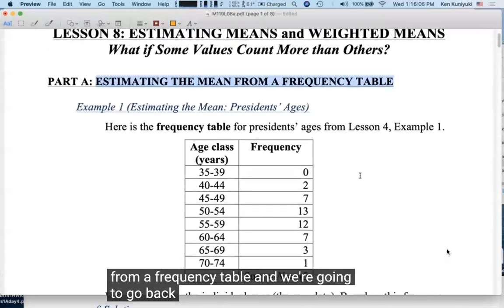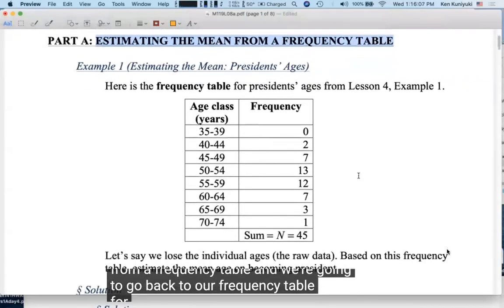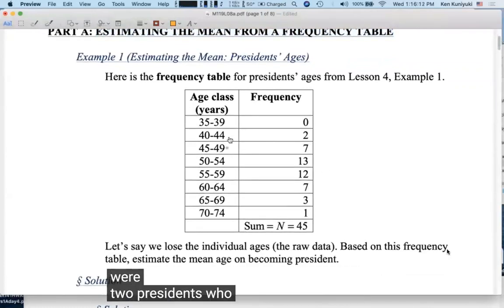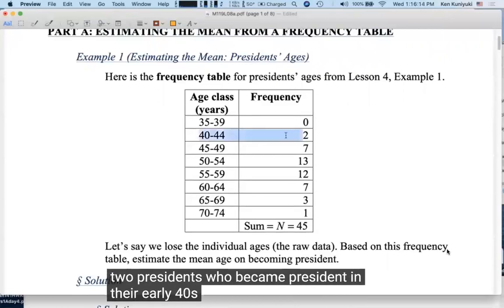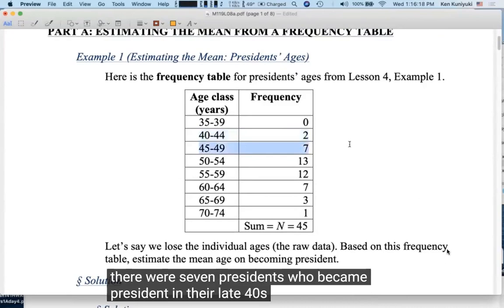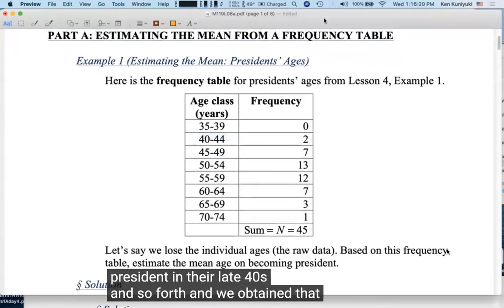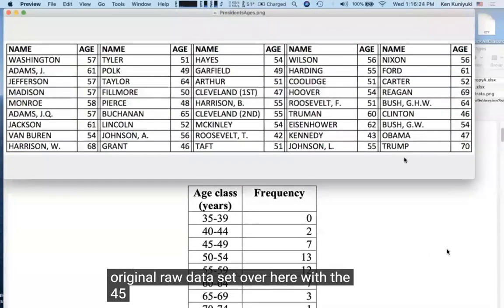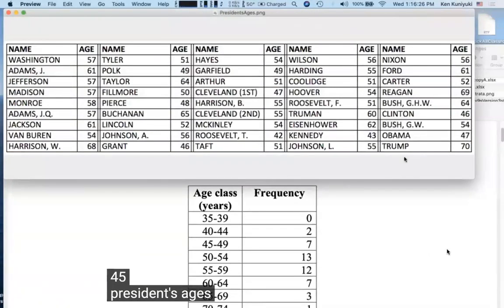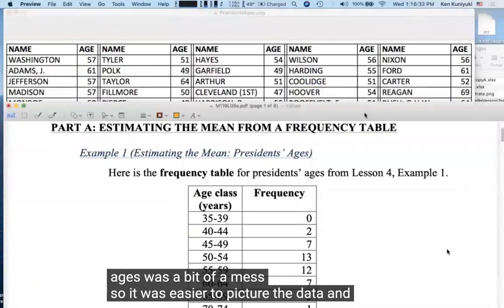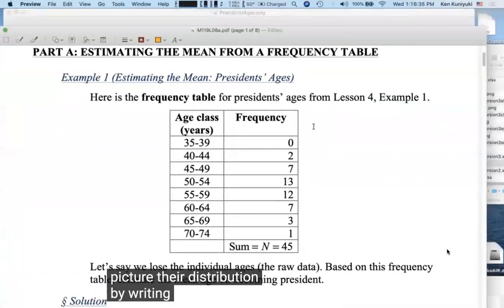We're going to go back to our frequency table for the presidents' ages. Remember, there were 2 presidents who became president in their early 40s. There were 7 presidents who became president in their late 40s, and so forth. And we obtained that from the original raw data set over here with the 45 presidents' ages. But this list of 45 ages was a bit of a mess, so it was easier to picture the data and their distribution by writing out the frequency table.